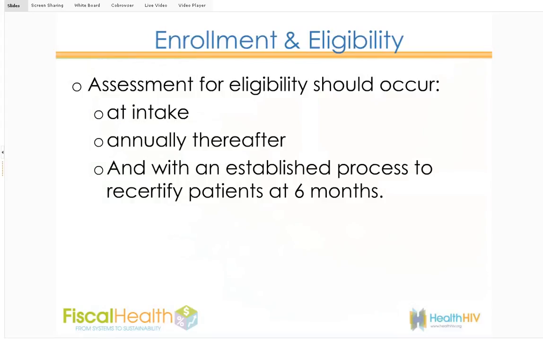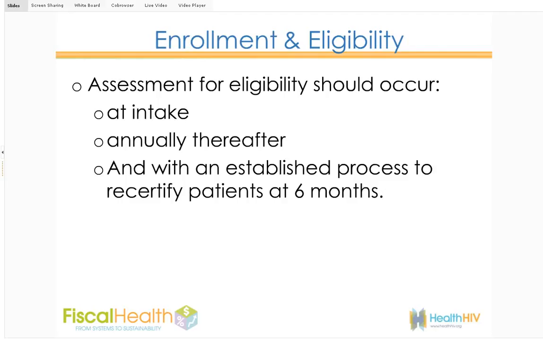Programs for enrollment and eligibility, like I said, should have it at intake and annually thereafter, but there should also be an established process to recertify patients every 6 months. That's sometimes called a 6-month attestation, where you check in with the patient to see if anything has changed over the last time period, but you don't necessarily have to repeat all of the documentation, which is what we're going to go through now.